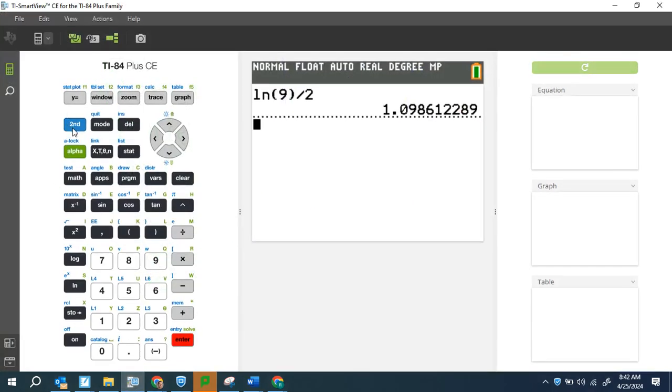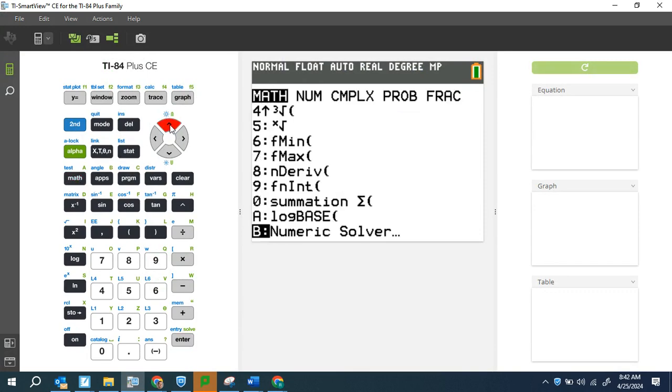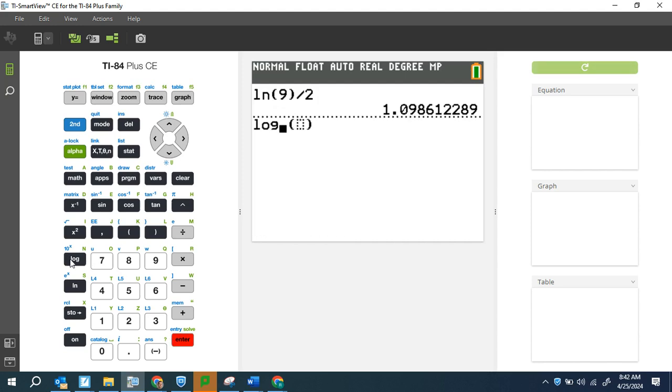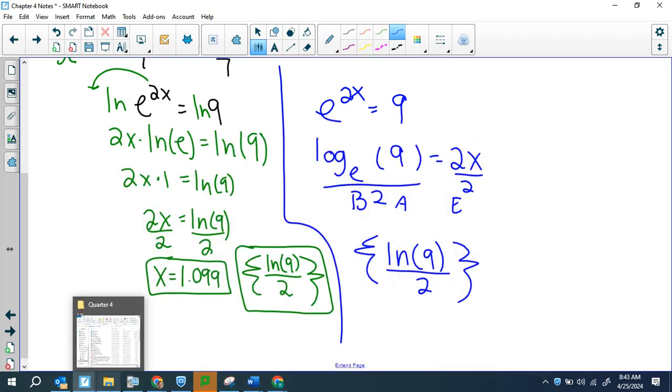If you didn't realize log base e is ln, can you still type log base e in your calculator? You can, because you would just go to math, log base, put e in there, and then ln of 9, and then divide the whole thing by 2. You get the same answer, okay? So you've got a lot of options, or you could just take the regular log of both sides as well.